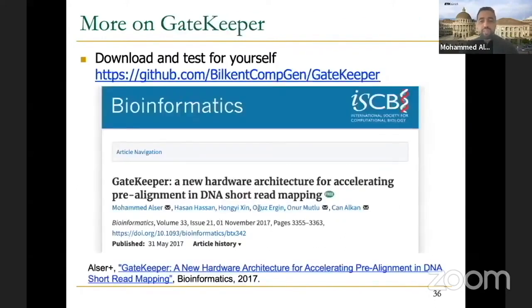This is the shifted Hamming distance paper published in Bioinformatics. This is GateKeeper, published also in Bioinformatics in 2017.